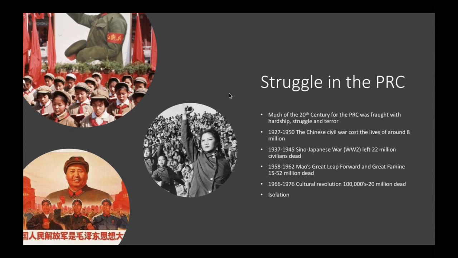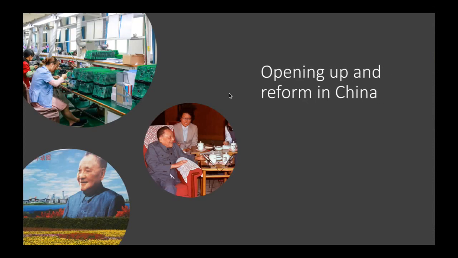Now, following this period, there came a long period, which is still going on today, called opening up and reform in China. Deng Xiaoping, you can see his picture there in the bottom left, and one just underneath where he's actually sitting with Margaret Thatcher, ascended to become paramount leader of China upon Mao's death in 1976.